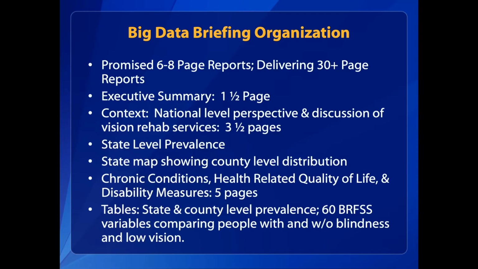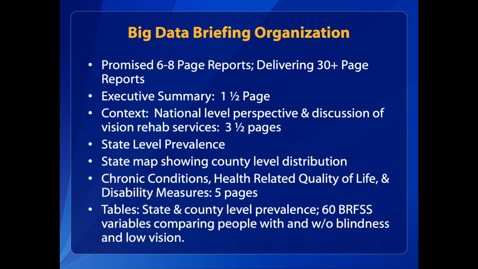All right, so when we started talking about this idea about a year ago, I think, what I thought was, well, we could do a report that might be 6 to 8 pages long, and that could address a number of the variables that we've already talked about. And that report has morphed into now a 30 plus page report that we're doing for each state. So there's a lot of data in it.